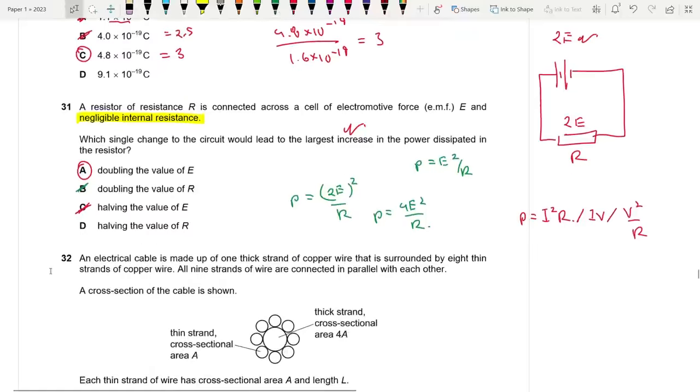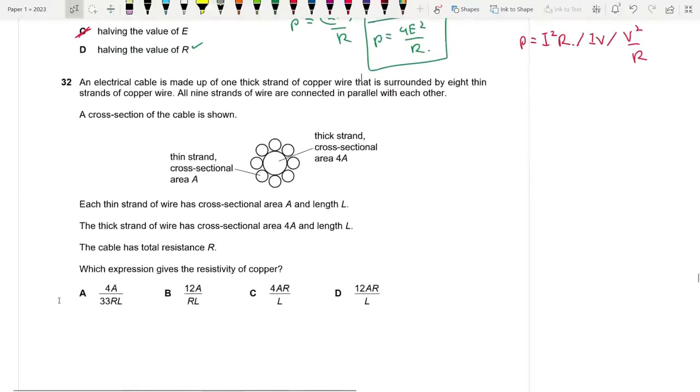And halving the value of R, check this. If you have R, what is the new power? P is equal to E squared divided by R by 2. So you end up with P is equal to 2E squared by R. It would be double, but not 4 times. See? So the best route is to double the EMF, because it has a square on it, so it actually has a much greater effect. Squared, the effect is squared.